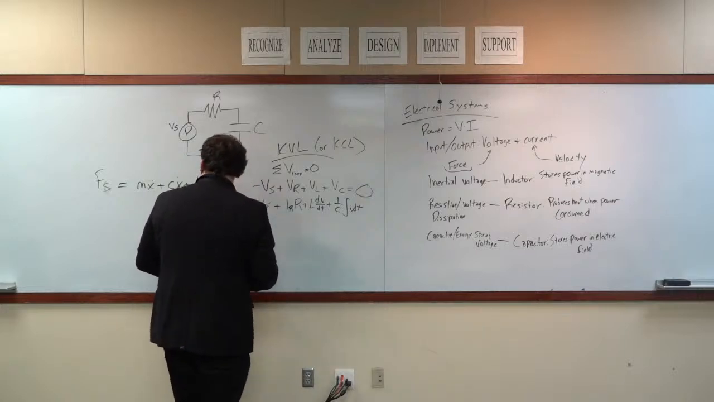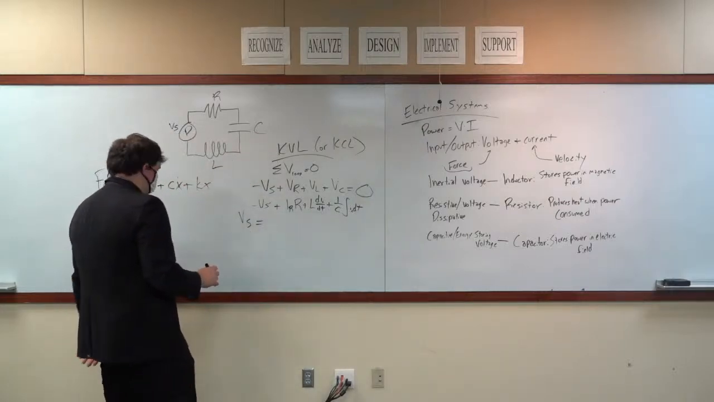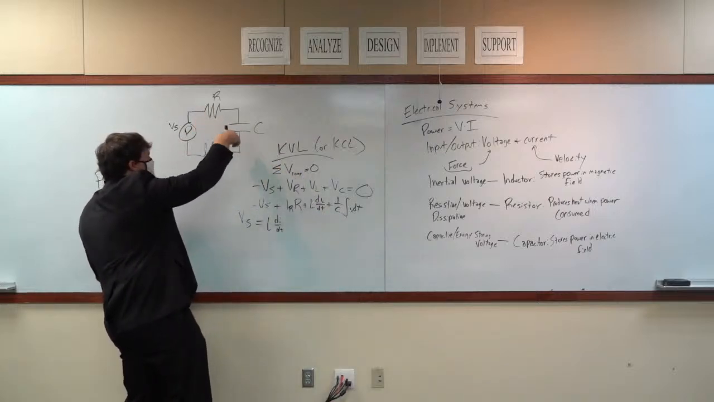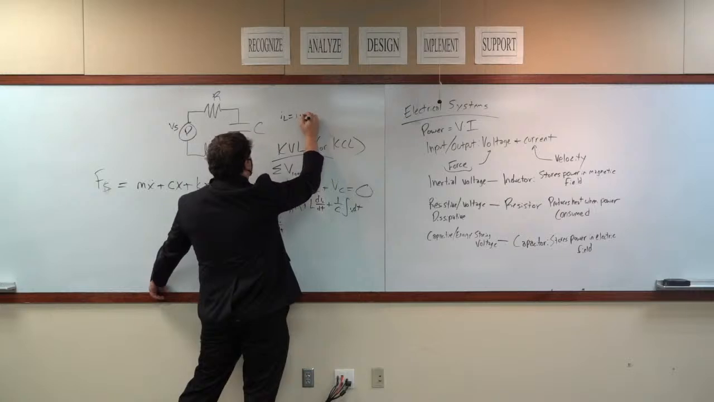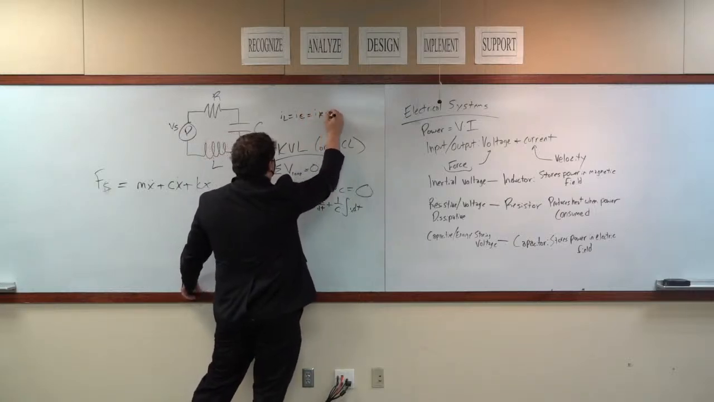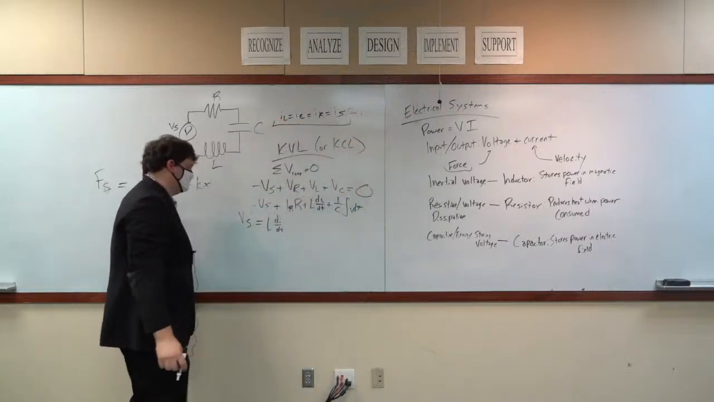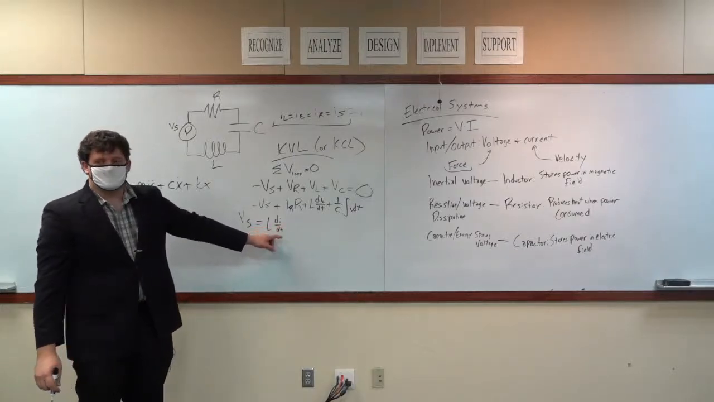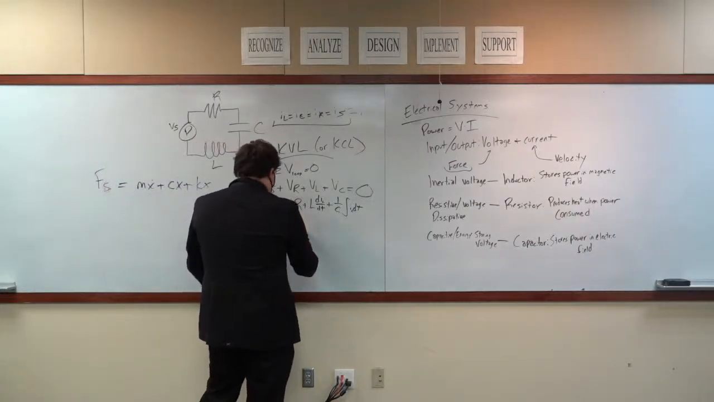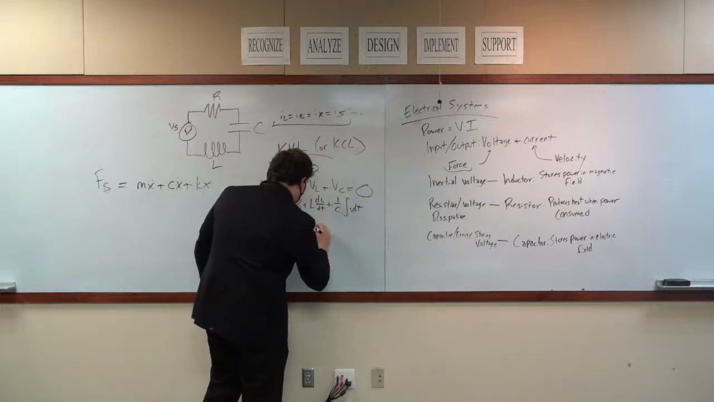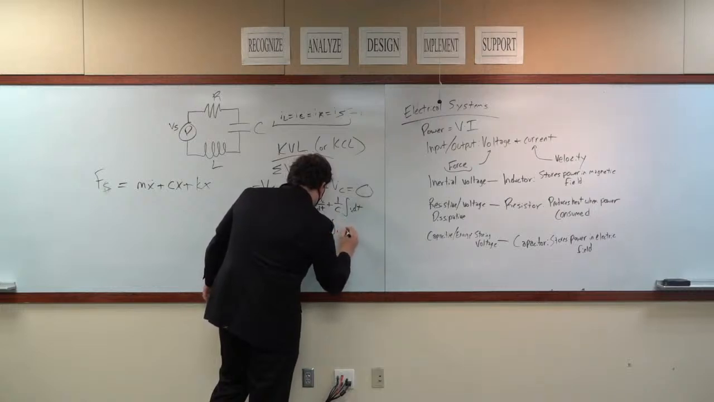Vs is equal to, let's see, I'll take L di/dt, because since they're all in one loop, IL is equal to IC is equal to IR is equal to IS. Since this is true, we'll just say it's equal to I. So when I write I here, it's the current through everything. L di/dt plus I times R, plus 1 over C integral of I dt.